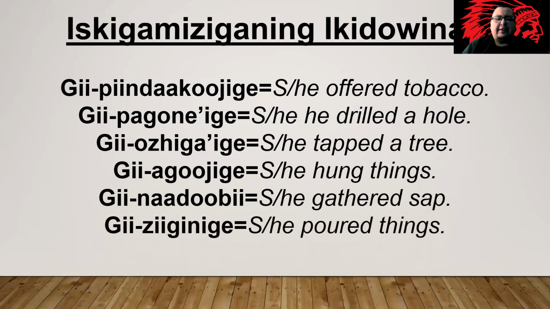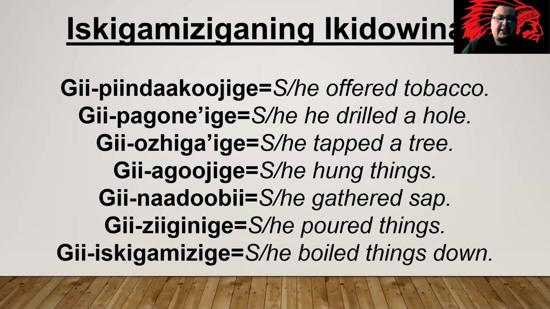Gi siginige, she or he poured things. This one can be gi ziginige or gi siginige with an S. Whatever your preference is, either one is correct. Sometimes that soft consonant stays the same. It sounds the same either way with a Z or an S. And the last one, giiskigamizige. Sure, he boiled things down.